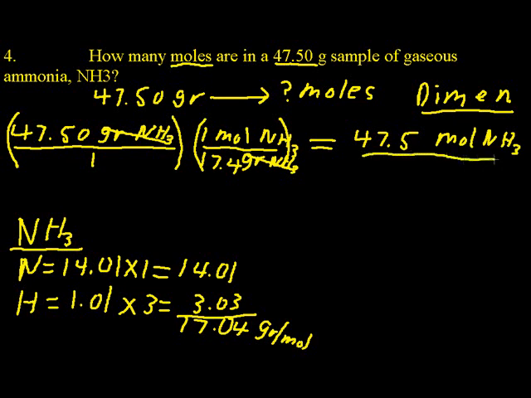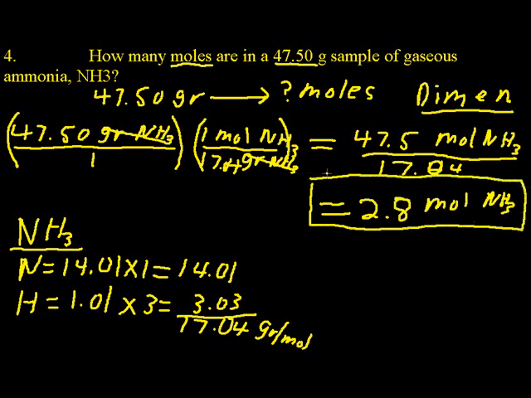divided by 17.04. That was an error. This should be 0. So, if I have 47.5 divided by 17, I get 2.8 moles of NH3. That's my answer.